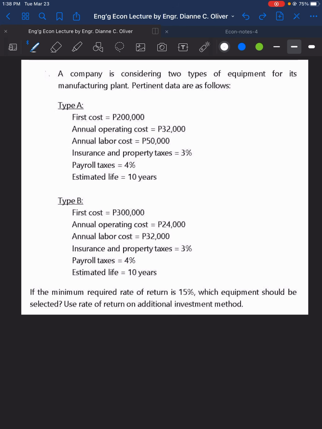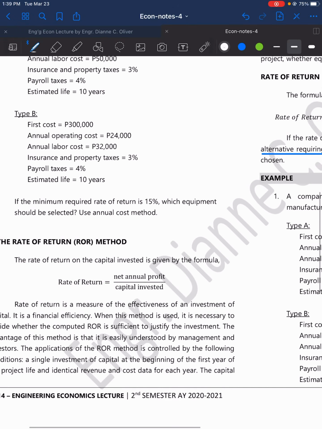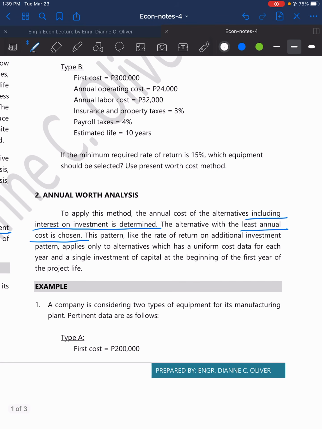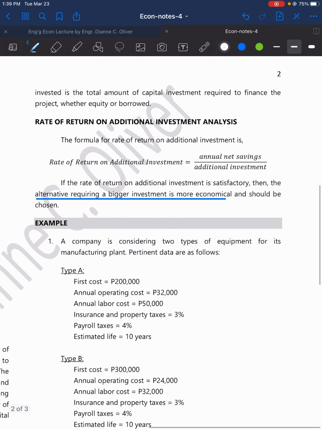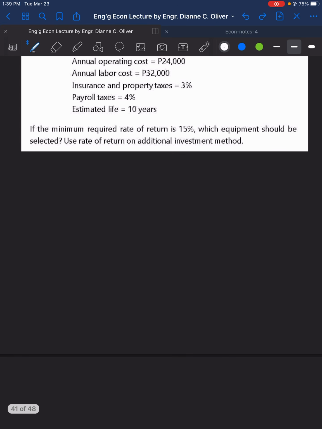So again, this is actually similar to annual worth. I'm already telling the class that it is similar to the annual cost, but the only difference from the annual cost is that we will not be including the interest on investment. So the interest on investment will not be included in the computation for ROR. So again, just like we did previously, we'll compute type A and type B.